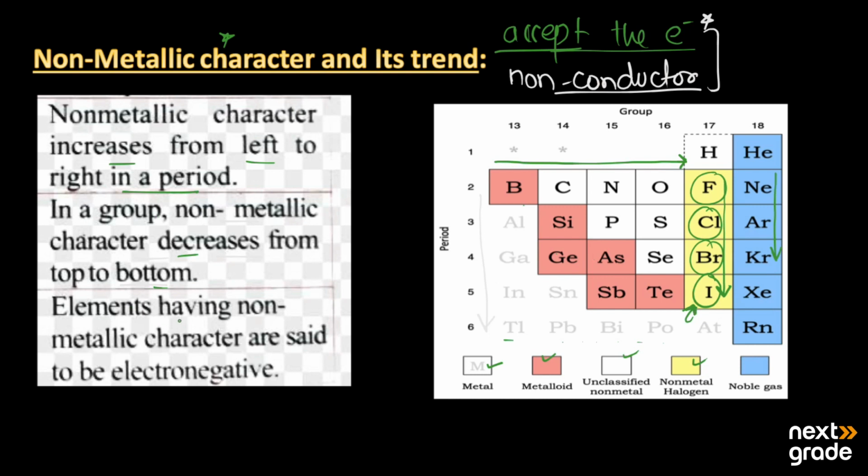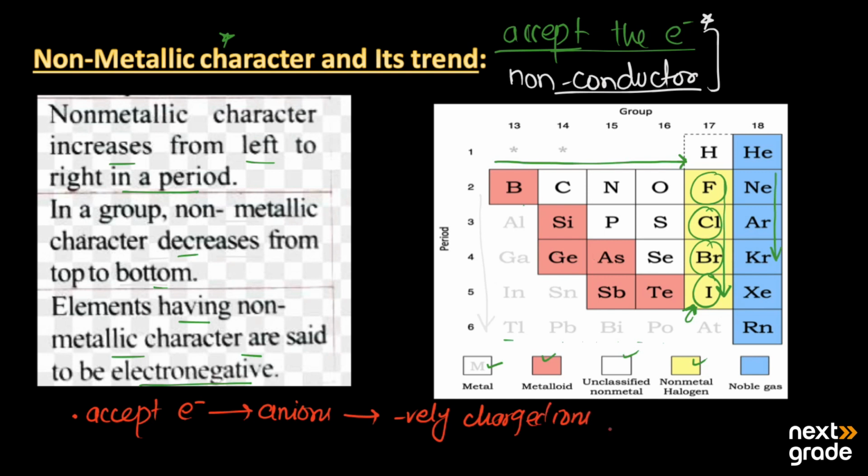The elements having non-metallic character are also said to be electronegative. Why are they called electronegative? Because they can accept electrons, and when they accept electrons, they change into anions. Anions are basically negatively charged ions. As these are negatively charged ions, that is why they are known as electronegative, because they have an affinity for the electrons that will be added in their valence shell.